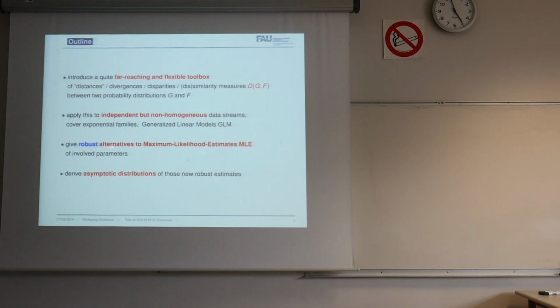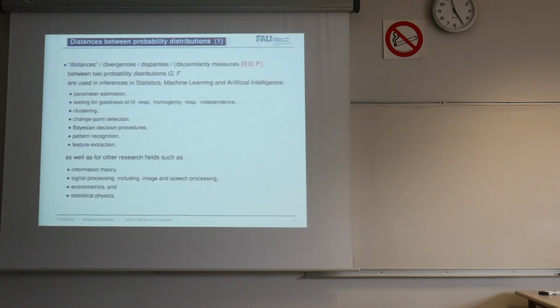Okay, and for those I give you estimates which are robust and therefore are alternatives to the well-known maximum likelihood methods. And at the end I will derive some asymptotic distributions for the new estimates. Okay, so many things have already been said, so I will save some time now by the nice talks of Frank and Michel. So divergences are very prominent in statistics, machine learning, artificial intelligence, information theory, etc., etc.